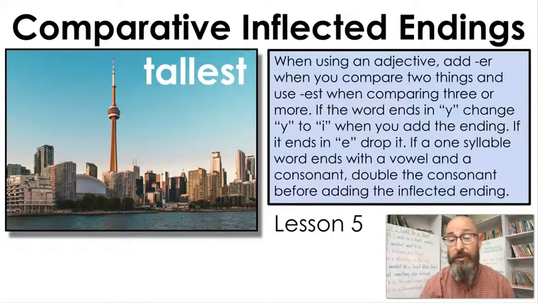Now, let's get to our comparative and inflected endings. We know that when you're using an adjective, a describing word, you add er when you're comparing two things and use est when you're comparing three or more things. If the word ends in y, change y to i. Then you add the er or est. If it ends with an e, you drop it. And then you add er or est. And if it has one syllable and it ends with a vowel and a consonant, you double that consonant before adding the inflected endings.